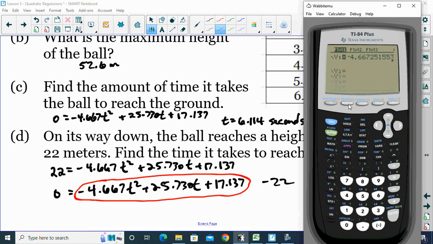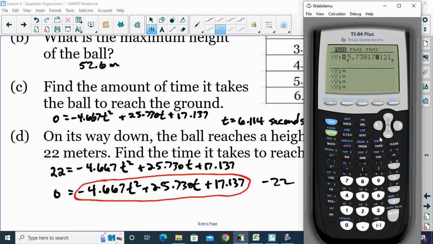When we go to y equals, we could scroll all the way to the end and type in minus 22 at the end of this, and eventually you'll get there. It's not the most efficient method, but you can get all the way to the end and type minus 22. Graph that and calculate the zeros.